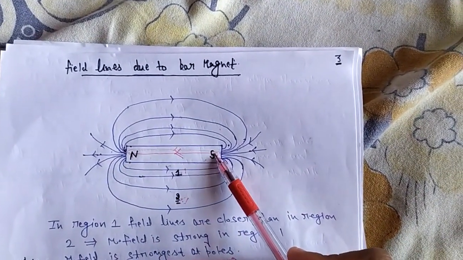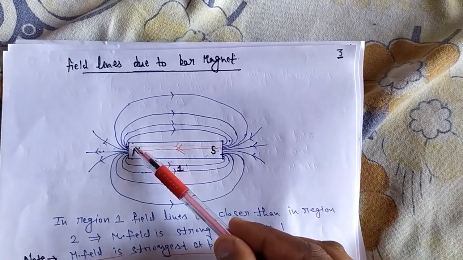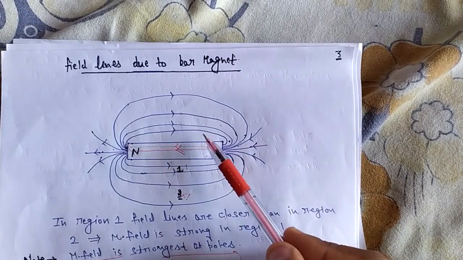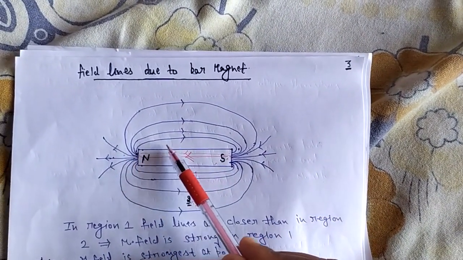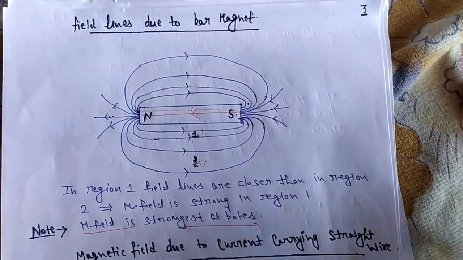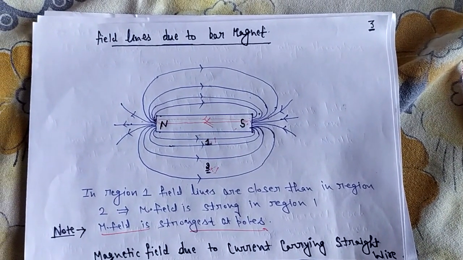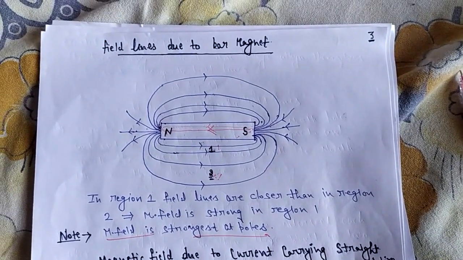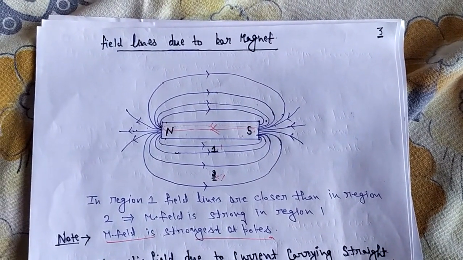It means if you look at the bar magnet, you will find the maximum magnetic field near the poles, and as we go from the pole to the center, it decreases. Clear, students? Okay. Students, in the second video, we will see the magnetic field due to a current carrying straight wire, circular wire or solenoid. Okay, students.